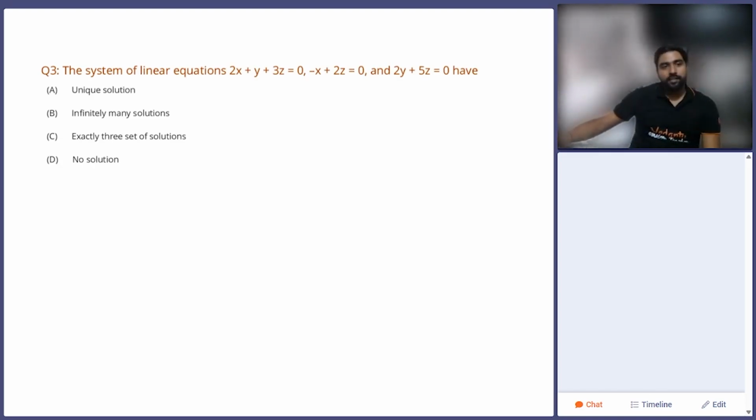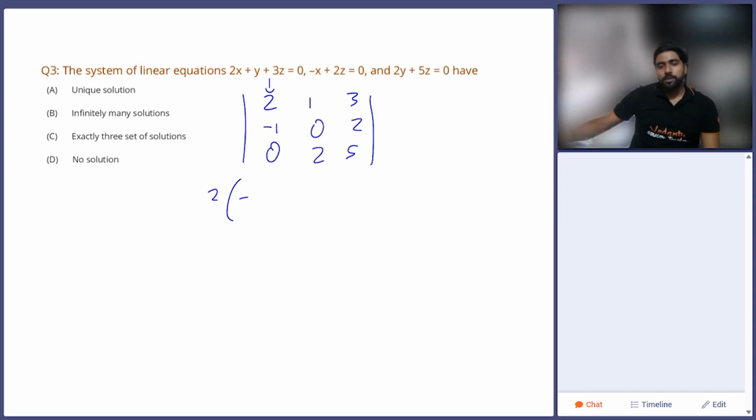Moving on, what do we have here? We have a system of linear equations. How many solutions does it have? Wonderful. So 2, 1, 3, we directly start with the determinant: -1, 0, 2, and you have 0, 2, 5. What's the value of this determinant? Let's expand about the first column because I can see a 0 present over here.